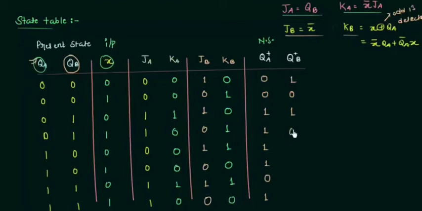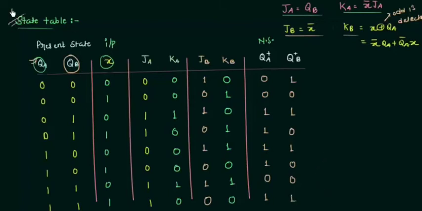0 1 means 0. 1 1 is toggling. Toggling means the complement of the present state. Present state is 0, and we will take its complement, so it will give us 1. 0 0 is memory state, 0 is the present state, so we are having 0 as the memory. And 1 1, again toggling is there. I have to take the complement of 1, so it will give us 0, and finally 0 0, the memory state. Present state is 1 and it's going to be 1. So this is the complete state table.